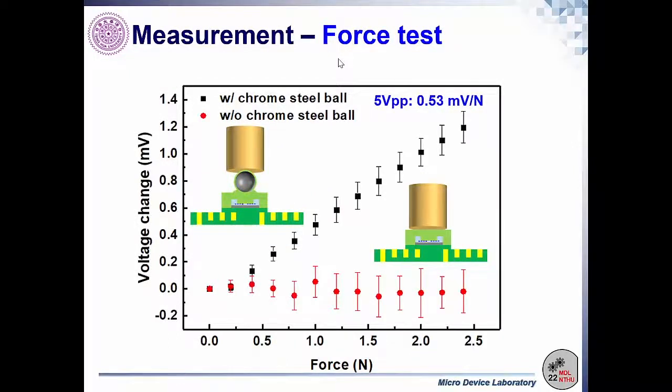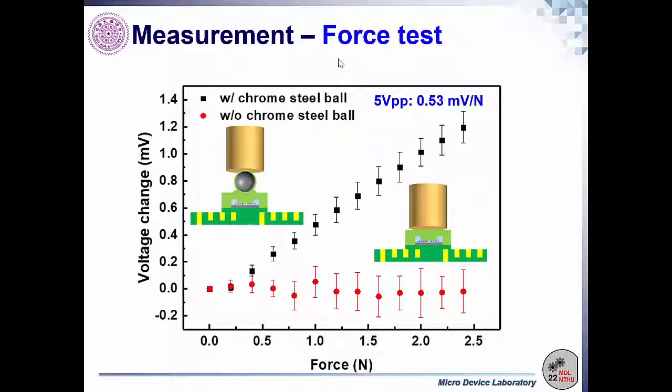After confirming the electrical signal, we measure the loading response of the devices. This is the measurement result of the sensor before and after the integration with the chrome steel ball. The tactile sensor with the chrome steel ball integration has a sensitivity of 0.53 millivolt per Newton within the loading range of 0 to 2.4 Newton, and the driving voltage is 5 volts. Moreover, no signal is detected on the device without the integration of the chrome steel ball, which verifies the sensing scheme of the proposed method.